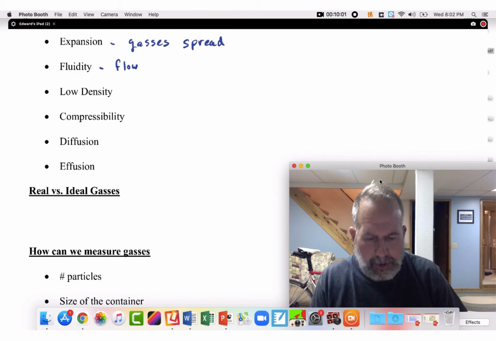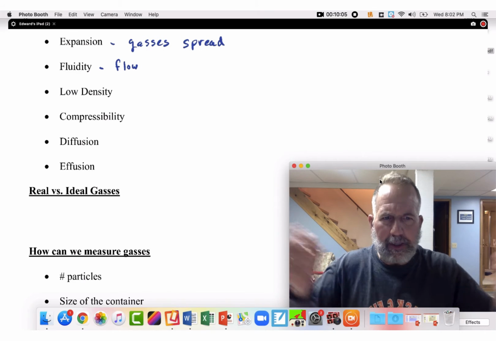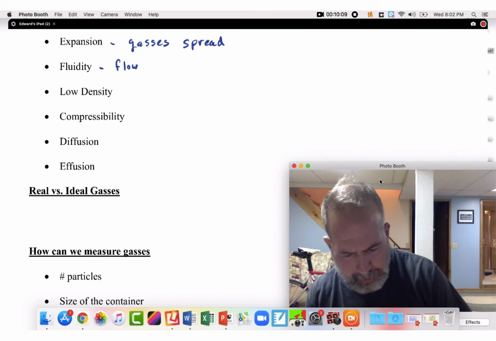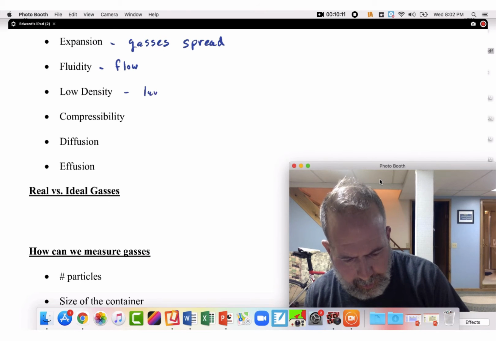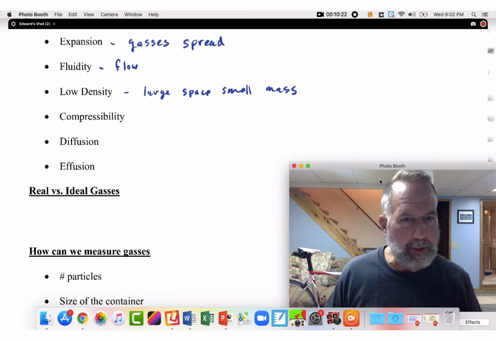Low density. The particles are spread really far apart, right? So of course they're going to be low density because there's a big space, small amount of particles. Large space, small mass. Okay? Large space, small mass, low density.